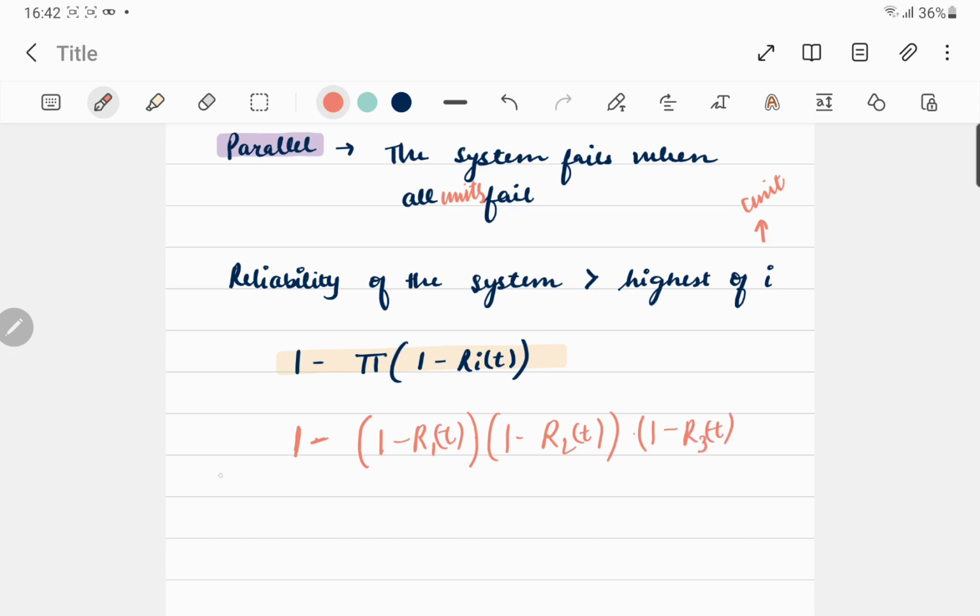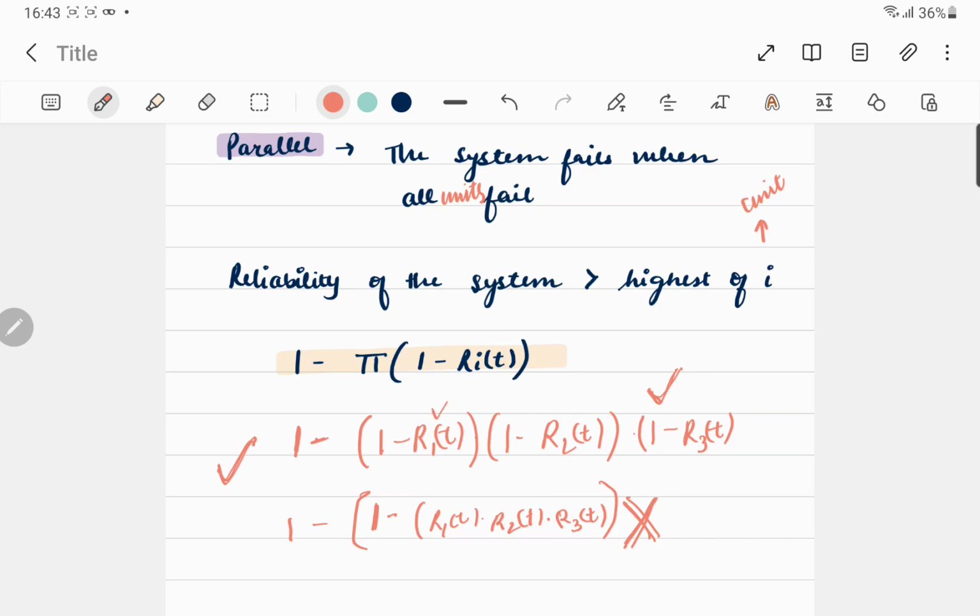We usually get numericals in which we are supposed to use this particular formula, and we make a mistake. What we do is we do 1 minus R1(t) into R2(t) into R3(t). So this is wrong. This is not the right one. This is the right one. This is how you're supposed to calculate.